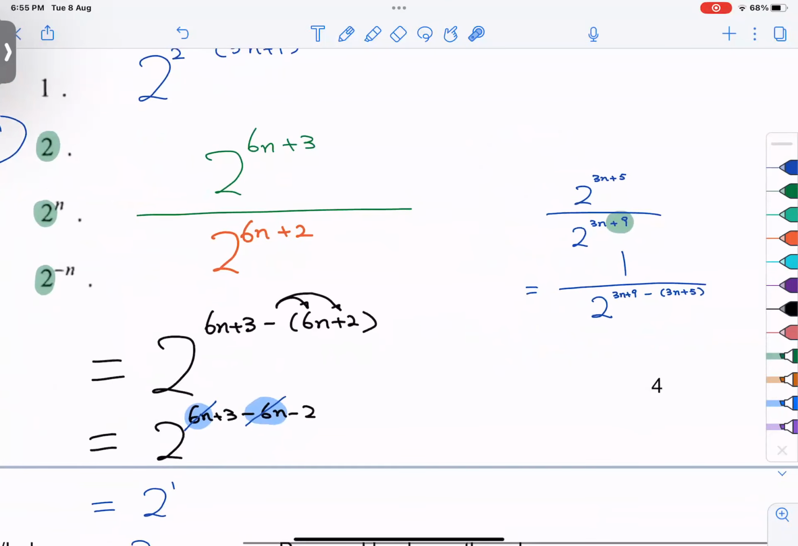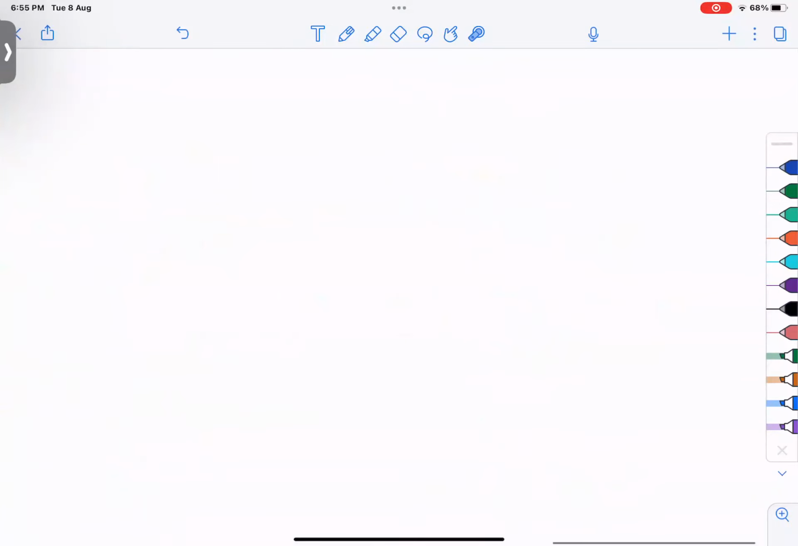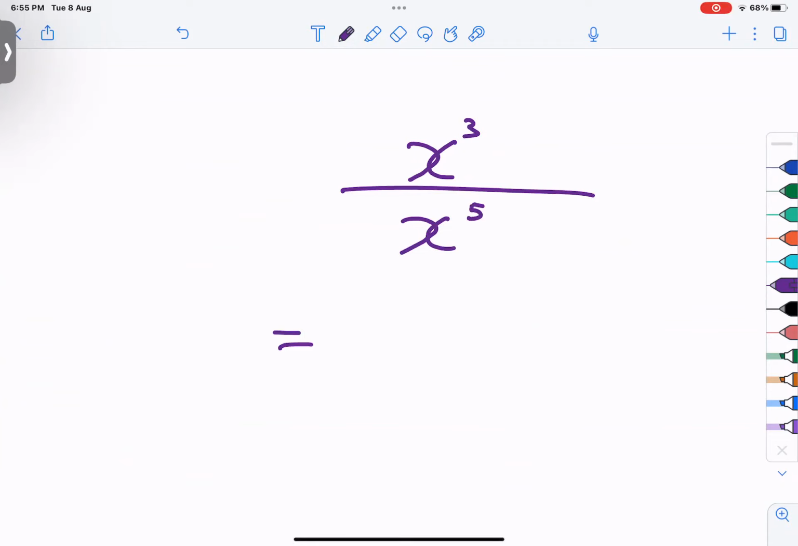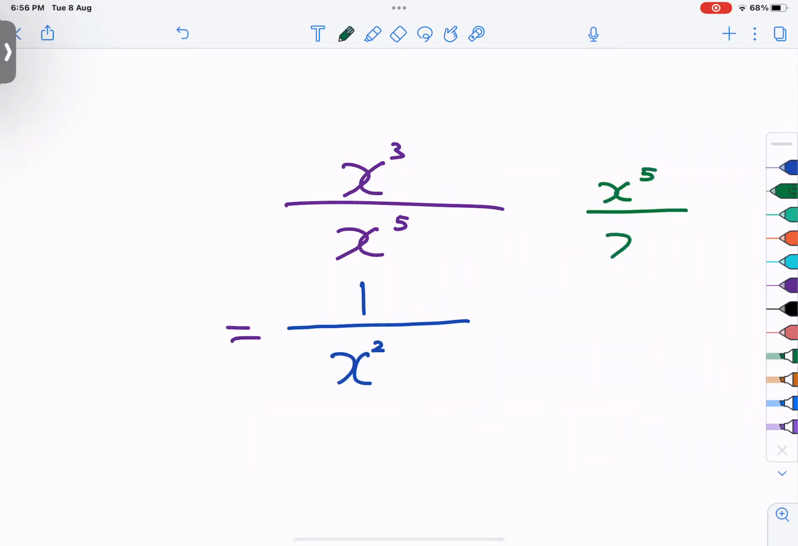The only difference is if you move everything on the top, you don't have to write 1 at the bottom. It has no meaning. But if you move the things to the bottom, you still need the 1 on top. So how about for x3, x5? How do you do this one? Which side is bigger? 1 over x2. Yes. How about x5 over x3? x2. Yes, x2. All right.